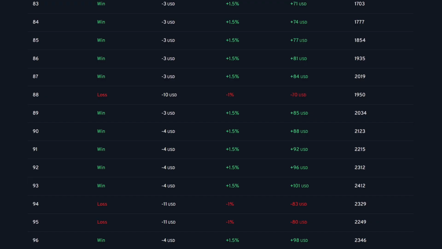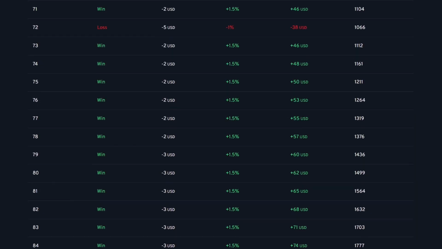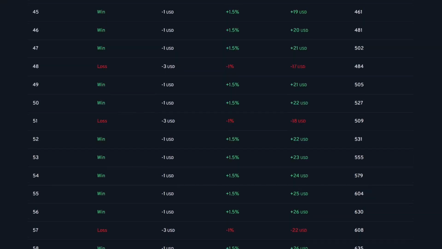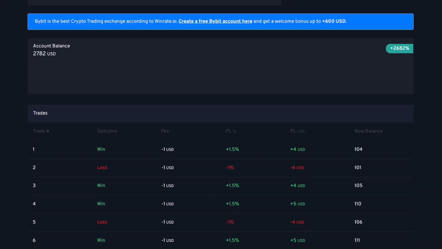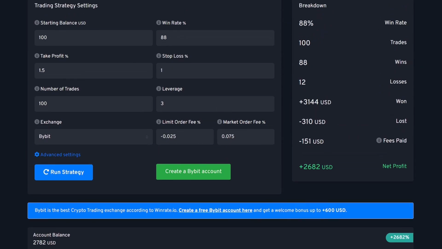We tested this strategy on the Solana and Bitcoin chart using a 15-minute time frame. Out of 100 trades, we achieved an outstanding 88% win rate. Total profit was an impressive 26.82% over the testing period. But to be honest, these results were not achieved using a 1.5 to 1 risk-reward ratio.